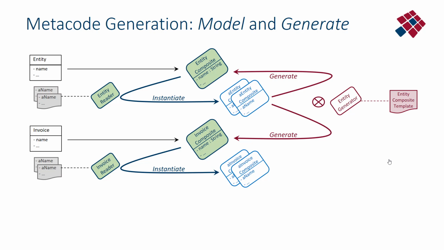Now, if you can generate the reader class for an entity and the composite class for the entity, it is of course also possible to generate the generator class for that entity. And so at that point in time, we don't have any actual software left. We only have generated classes that can be regenerated, that have the same underlying model, the same underlying template, and no explicit code anymore.